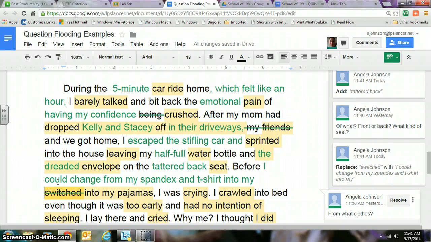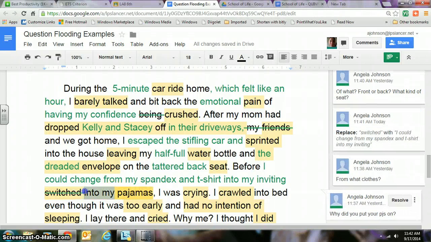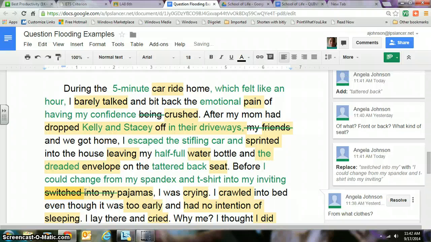what's a word that would describe your pajamas as a place where you could escape to? Soft, yeah. Inviting. Yes, inviting. I love that. Inviting to my inviting pajamas. So we're going to take this piece out. I'm going to backspace. There you go. Into my inviting pajamas, I was crying.